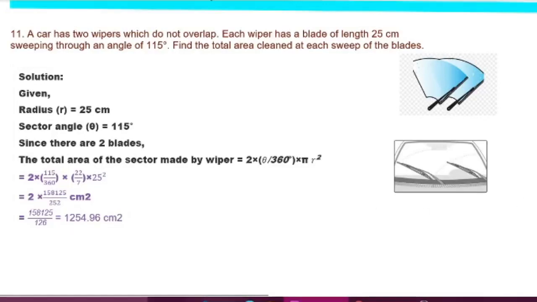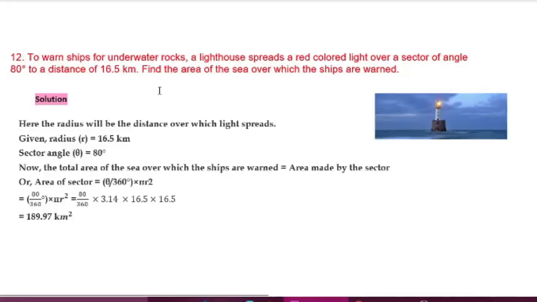Now next question, question number 12. To warn ships of underwater rocks, a lighthouse spreads a red colored light over a sector of angle 80 degrees to a distance of 16.5 km. Find the area of the sea over which the ships are warned.